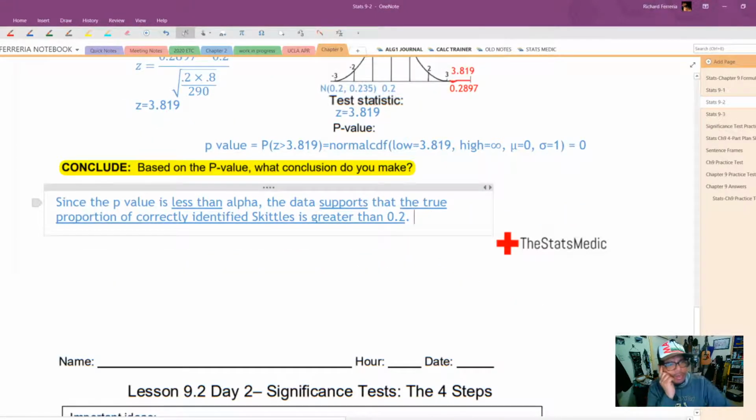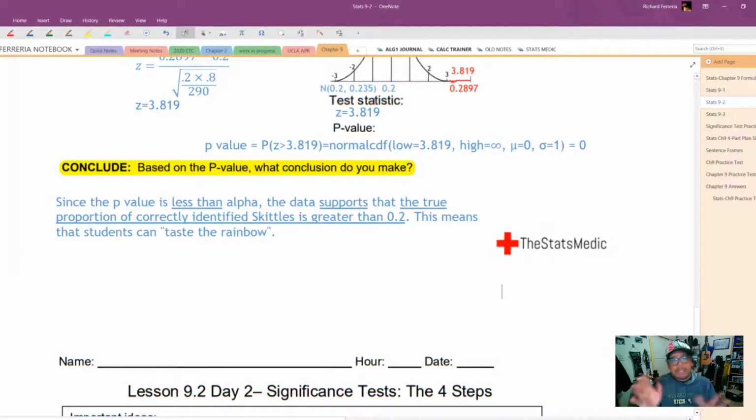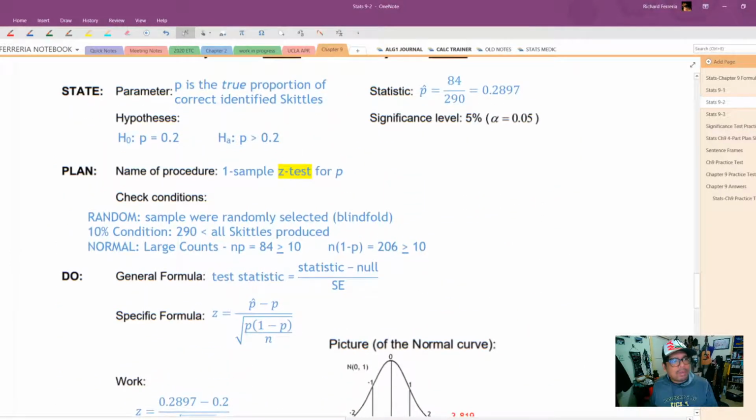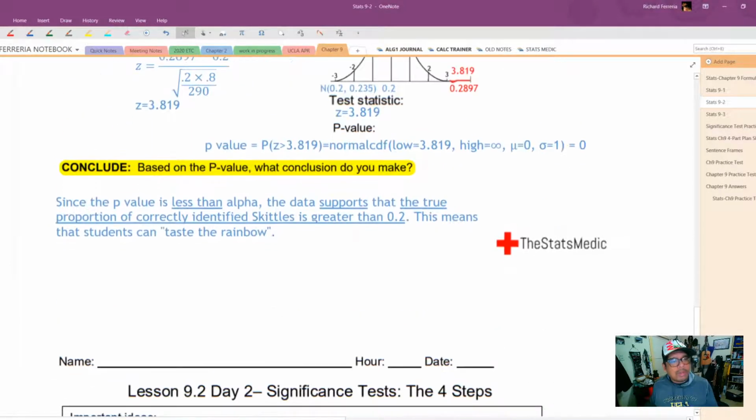And then the next thing over here is that, if you want, you could interpret what this means. And just kind of cutely, I'm writing, this means that students can taste the rainbow. So that takes care of our hypothesis test. We've got the 4 parts: state, plan, do, and conclude. Very similar to what we did for our confidence intervals.